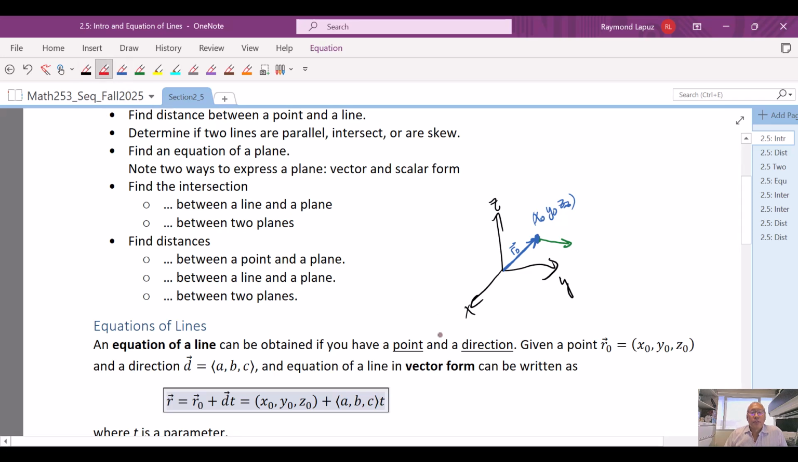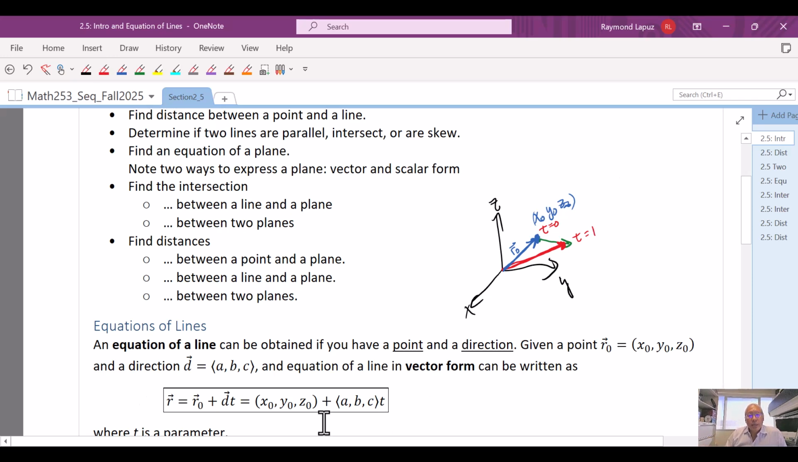Now, depending on what the value of t is in our scenario, we will be at some point on the line. So if t was equal to 0, then you have r naught plus 0, so that just gives you this point, x naught, y naught, z naught. When t is equal to 1, then you have the point plus the direction. So remember, the point plus the direction, you draw your triangle, or it would be a diagonal of that parallelogram. And so you will be at this point if t is equal to 1.